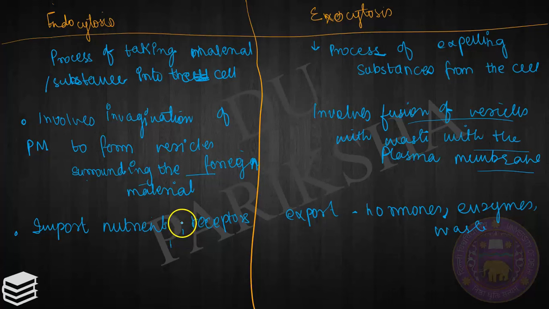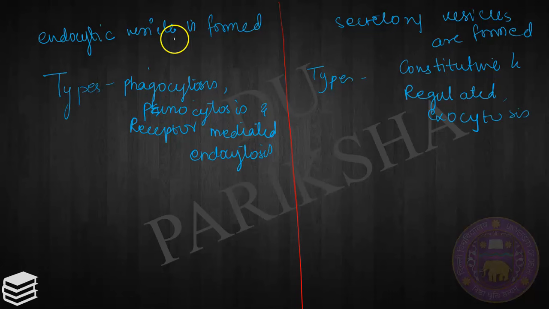Endocytosis involves import of nutrients or receptors. Exocytosis involves export of hormones, enzymes, and waste. In endocytosis, endocytic vesicles are formed, like phagosomes. In exocytosis, secretory vesicles are formed. Endocytosis is of three types: phagocytosis, pinocytosis, and receptor-mediated endocytosis, through which a receptor is taken up by the cells.